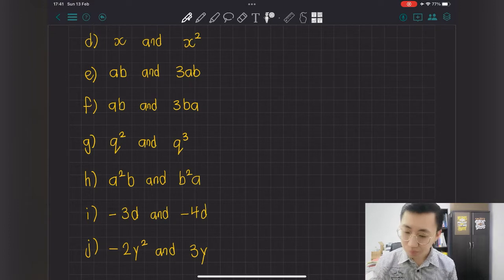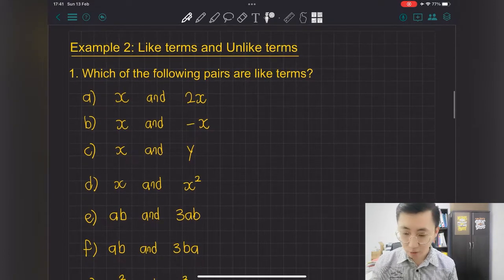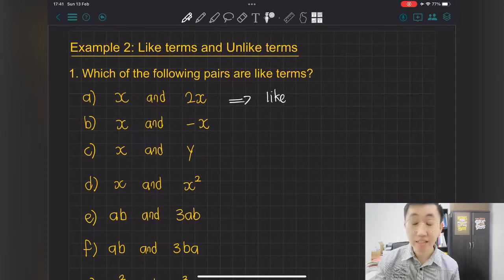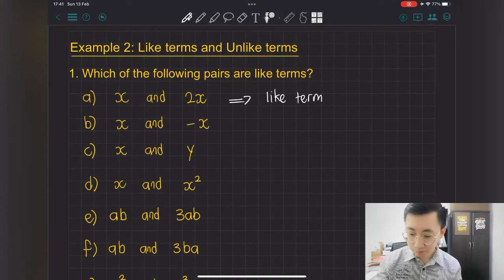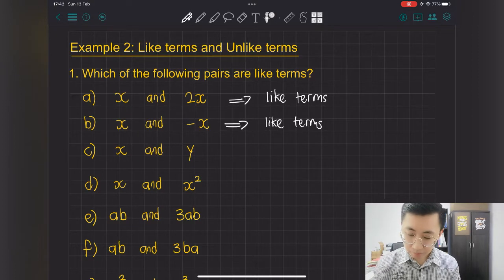Alright, let's start. So let's do A, x and 2x. These two are like terms, they are similar. So the first one is like terms. They are similar. You can actually combine them. Let's go towards B. Alright, x and minus x. So these two are again like terms. They are like terms. So they are similar.